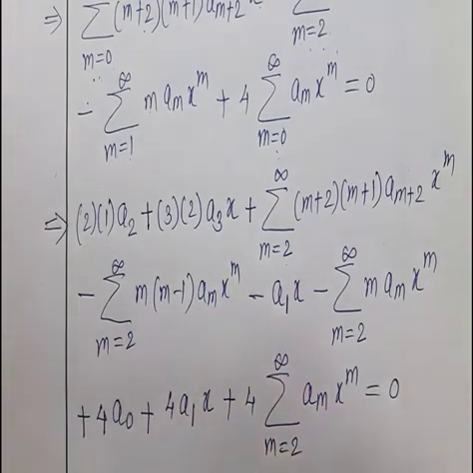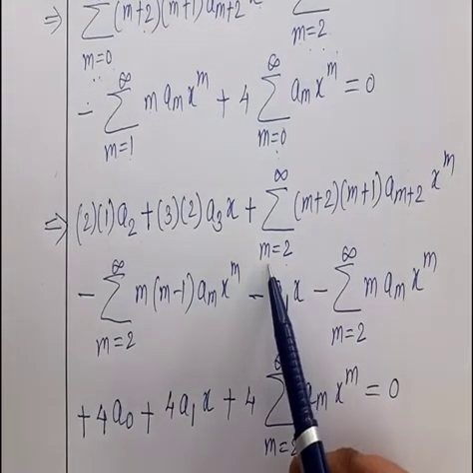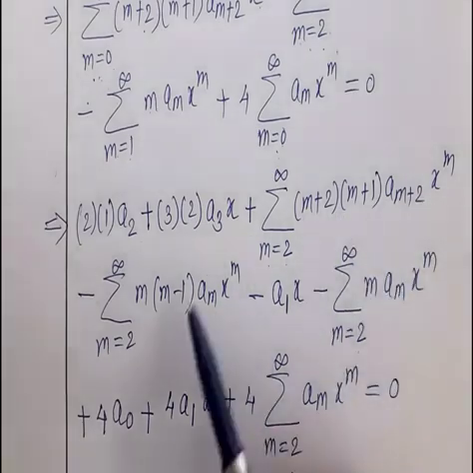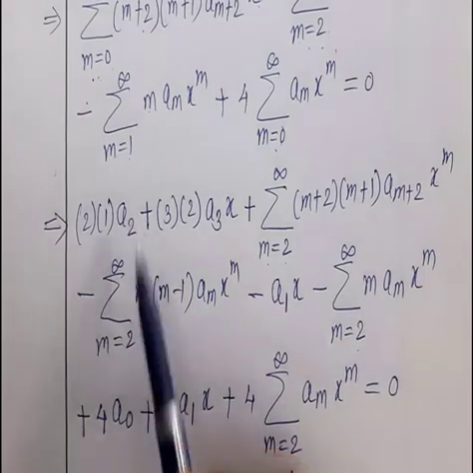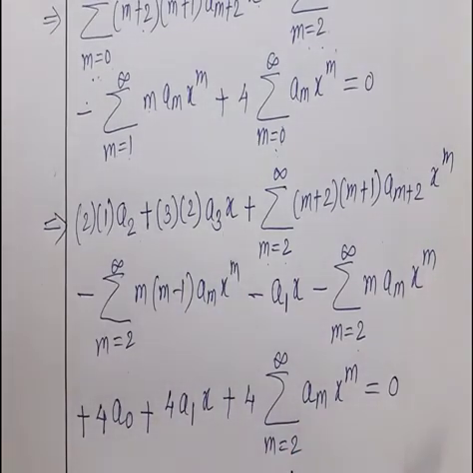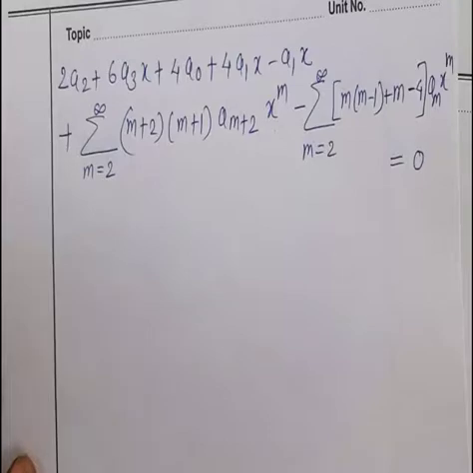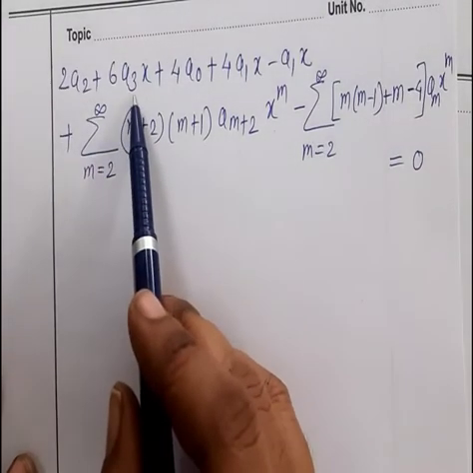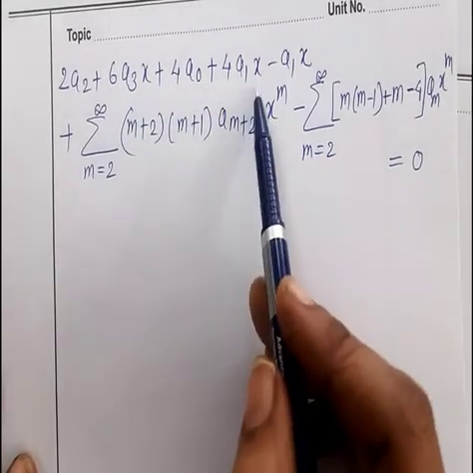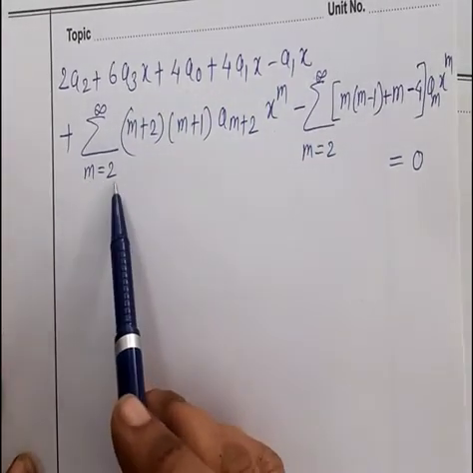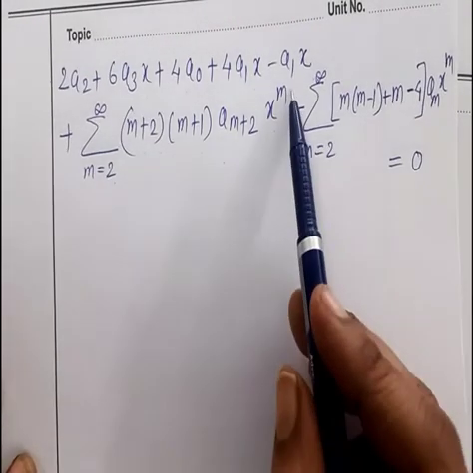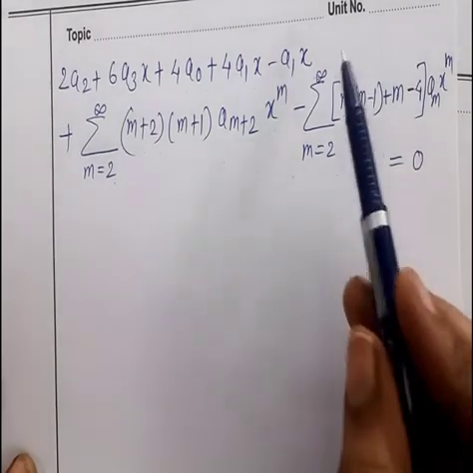Now we combine all the terms. If we observe, the first summation starts from 2, the second also starts from 2, the third also from 2, and the fourth also from 2. So we can combine all these summations in one bracket, and we can combine the constants also. So next we obtain, writing the constants first: 2a_2 plus 6a_3 x plus 4a_0 plus 4a_1 x minus a_1 x, plus summation m equals 2 to infinity of (m+2)(m+1) a_(m+2) x to the power m, minus summation m equals 2 to infinity.